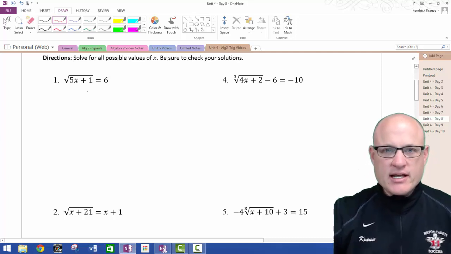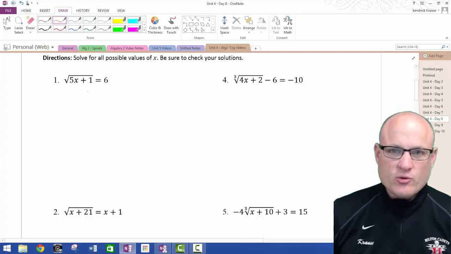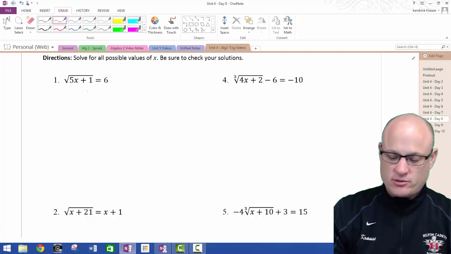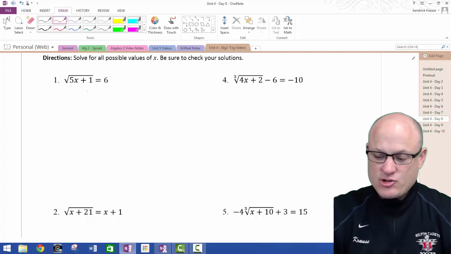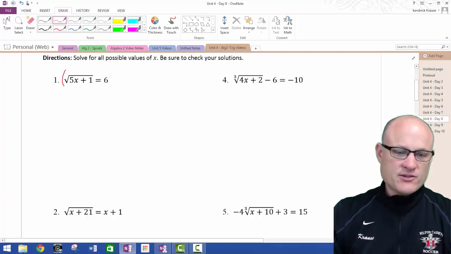Solving radical equations, whether it be a cube root or a square root. The first thing you must do is isolate the radical. That's the first thing. Make sure that the radical is all by itself. Well, in this case, I'm good. I'm done. Next thing you want to do is take and square both sides.